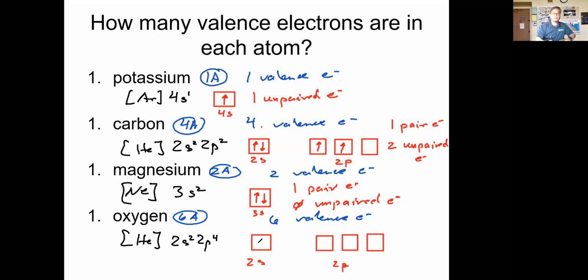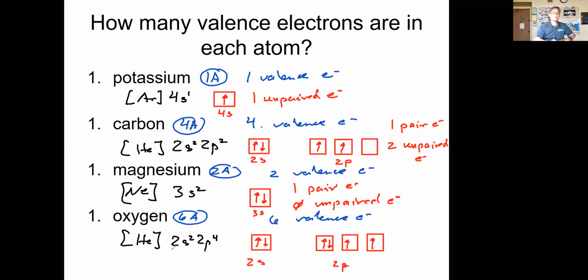So you have the 2s orbital here, and then you have the 2p orbitals here. 2 electrons in the 2s orbital, so you have 1 pair right there. Okay, and then you have 4 electrons here. So let's go ahead and fill this in the p orbitals. You have 1, 2, and 3. The 4th one must share one of these spaces here.